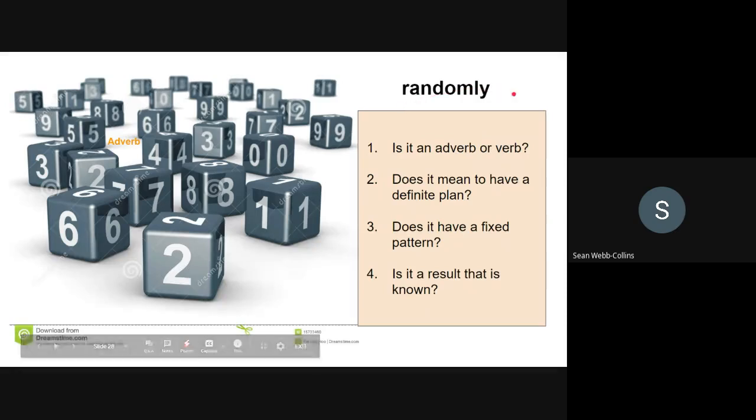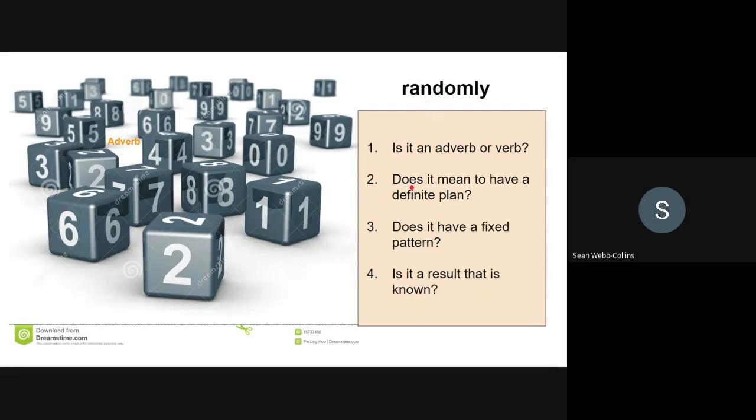Randomly. Number 1, is it an adverb or a verb? Like we said in the previous slides, if it ends in ly, then there's a very good chance that the word is an adverb. And in this case, it is true. Randomly is an adverb.